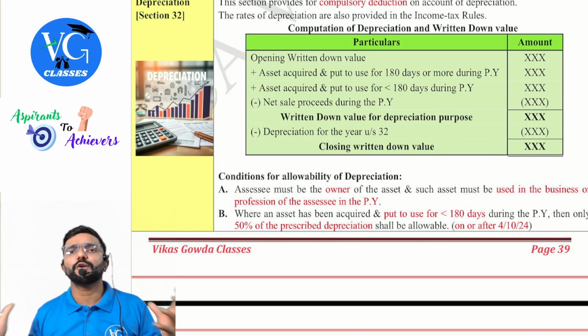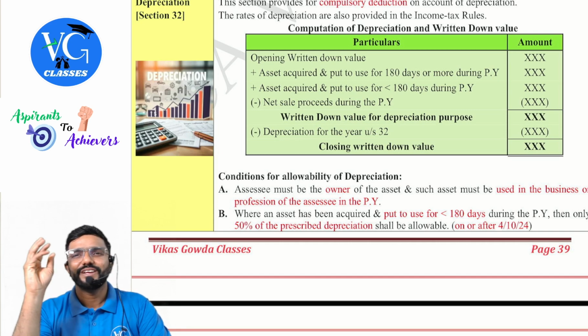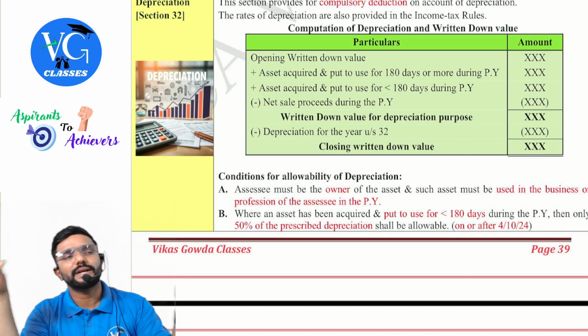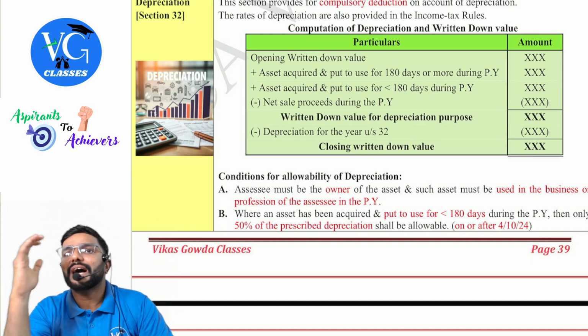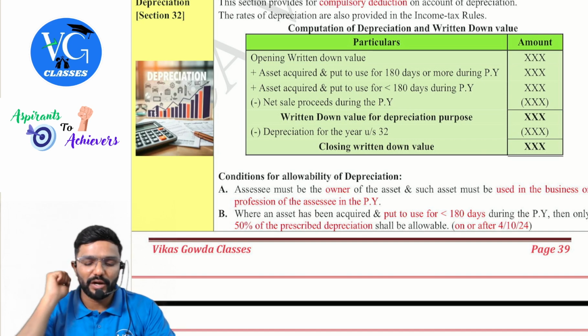A block is nothing but a group of assets. Say I may have hundreds of machinery, hundreds of furniture. Instead of calculating the depreciation individually for each asset, they are told to claim it for a group of assets. So how do we calculate the value in the block?